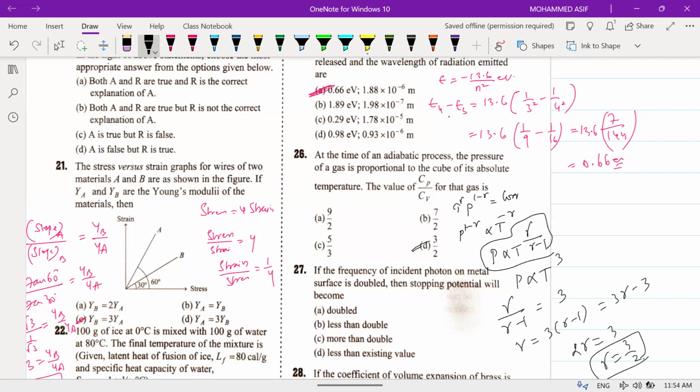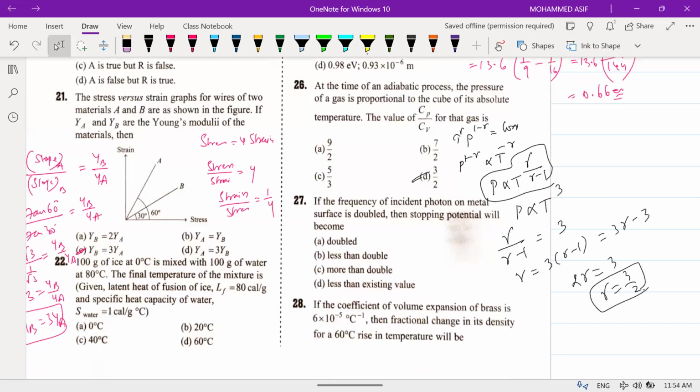Sure. Question number 27. If the frequency of the incident photon on a metal surface is doubled, then the stopping potential will become how much? Anyone? What happens to its stopping potential? Use Einstein's photoelectric equation. h into f will be equal to work function plus stopping potential, e into V naught. And when frequency is doubled, that is h into 2f, that will be equal to work function W naught plus the new stopping potential, V naught dash.